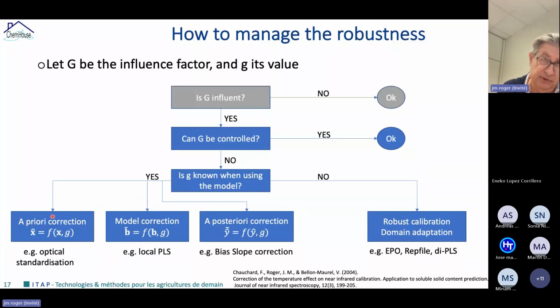The first way is called a priori correction. That means that you will use this value of G and the spectrum you have measured. You combine that in order to produce a new spectrum, a corrected spectrum, which will fit the condition you have in the source domain, so that you can input it in your model without problem. This is, for example, optical standardization, which is very current and very usual in laboratories.